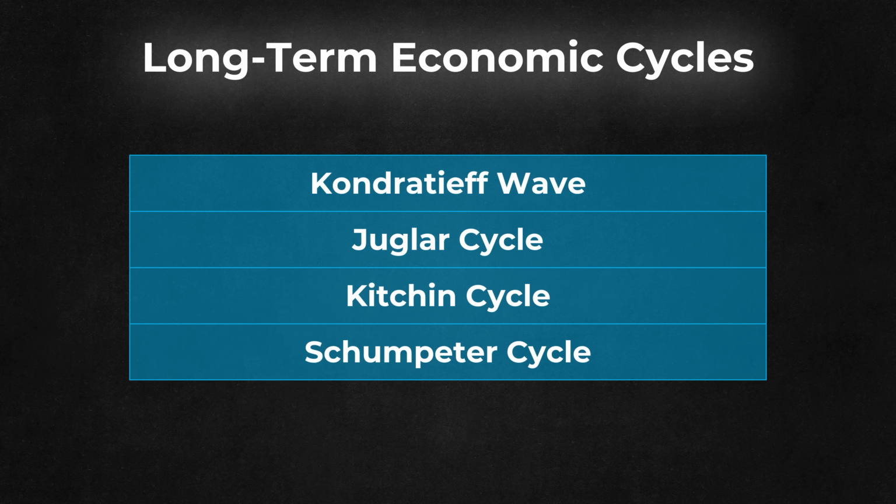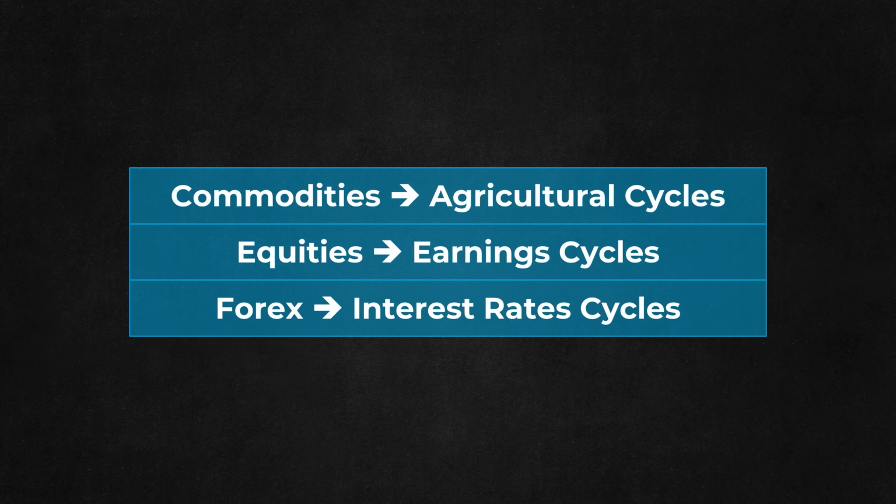Different markets are affected by different types of cycles, and markets are interconnected. For example, commodity markets are affected by agricultural cycles, equity markets are affected by earning cycles, and forex markets are affected by interest rate cycles.